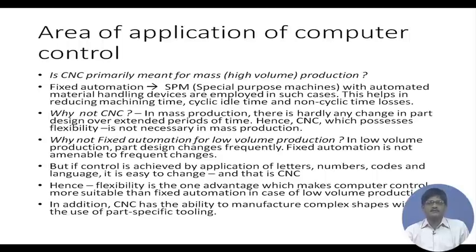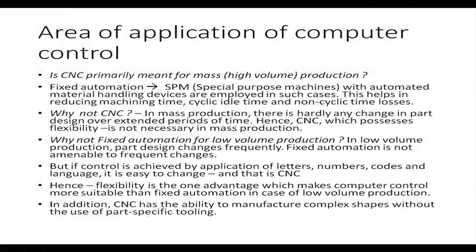Why so? This is because in case of mass production, there is not much change in the part design over extended periods of time. A huge number of pieces have to be made again and again repeatedly over long periods of time. So, a computer which is primarily meant for flexible or changeable communication with machines does not find wide application in this particular area. Not much change is there with time. So, we generally go for systems which are exactly dedicated for that particular purpose. Special purpose machines, for example, camshaft grinding machine, it can only grind camshafts and nothing else. So, that is why in mass production CNC is not very suitable.